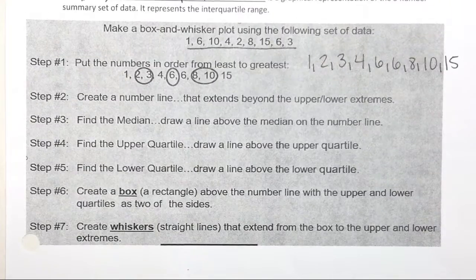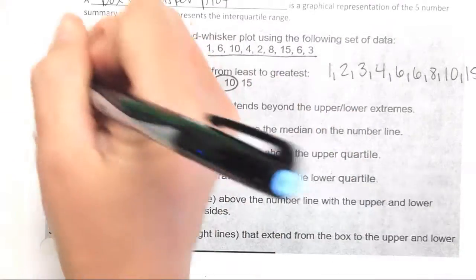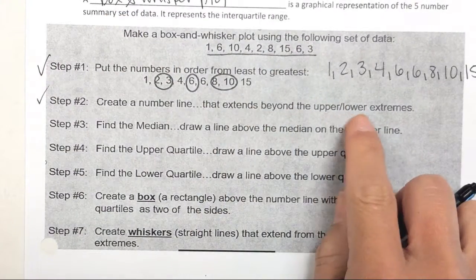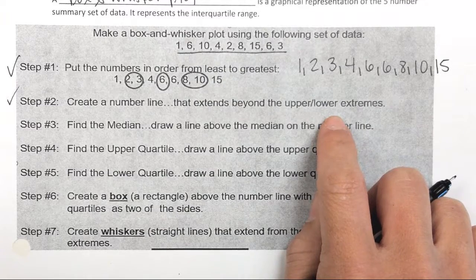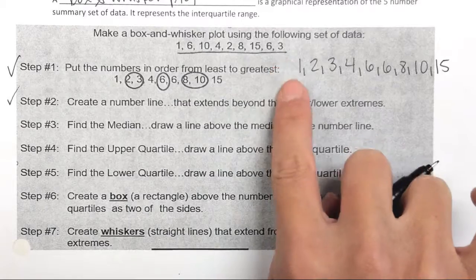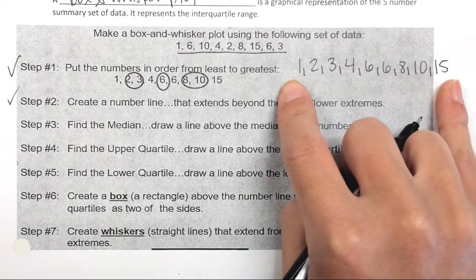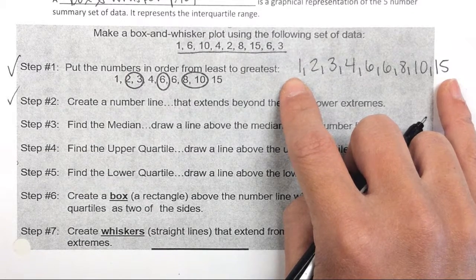So now we have to create a number line. We already put them in order, so that's step 1. Now we're going to create a number line, and when it says that it extends beyond the upper and lower extremes, that's talking about extending beyond what? The 1 and 15, yeah, beyond the minimum and maximum. So our number line can go from 0 to what?